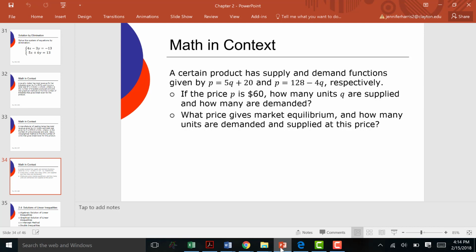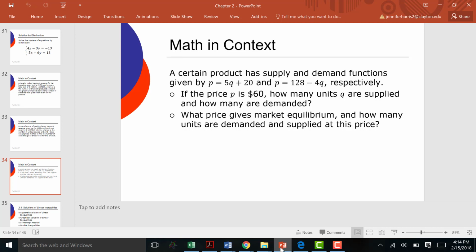All right. So now the first bullet says if the price is $60, we don't even know what the item is, but the price of it is $60. If the price is $60, how many units, which we're calling Q, are supplied, and how many are demanded? Q means quantity. How many do you have in your quantity?